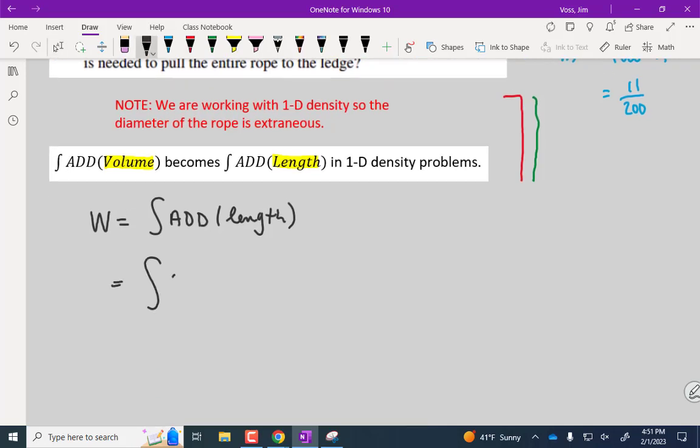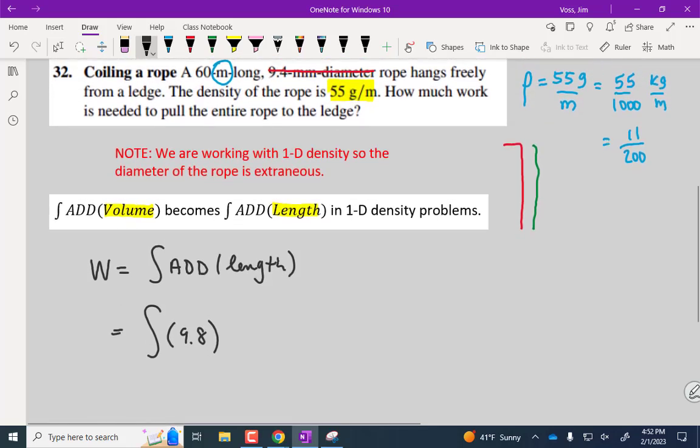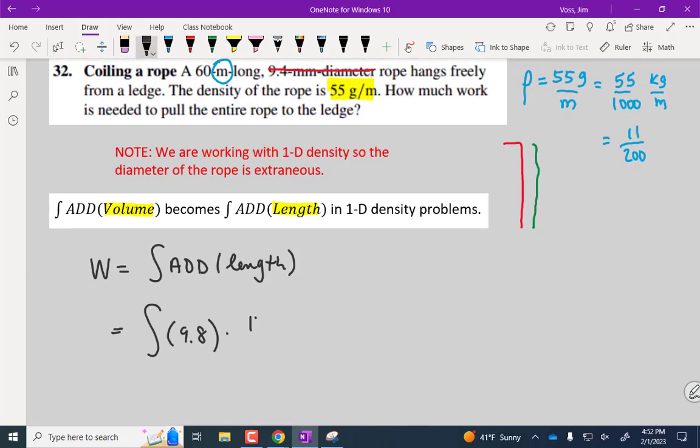So acceleration is 9.8. Density is totally different though, right? We're not dealing with water, so we don't have that 1,000 tossed in there. That's our density, 11 divided by 100. No, 11 divided by 200. So that's acceleration times density. Now we need distance, so let's look at our picture.